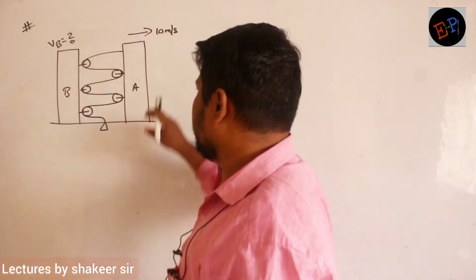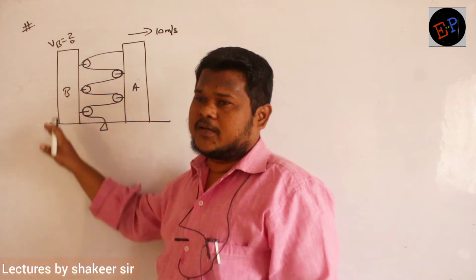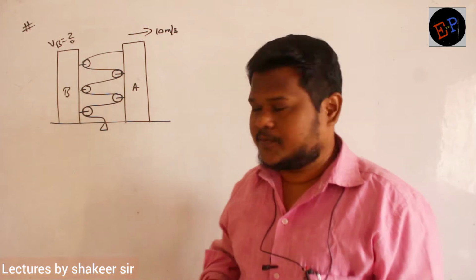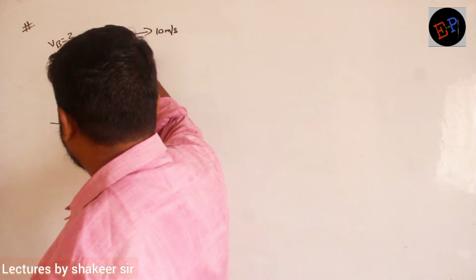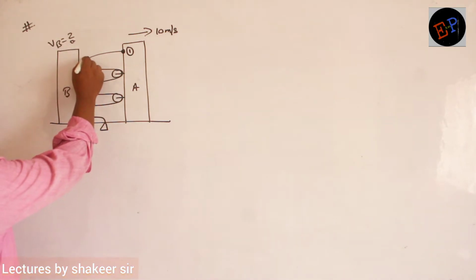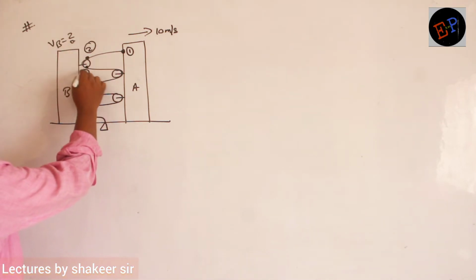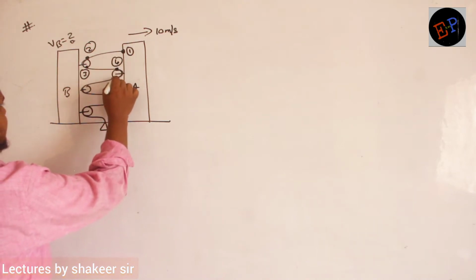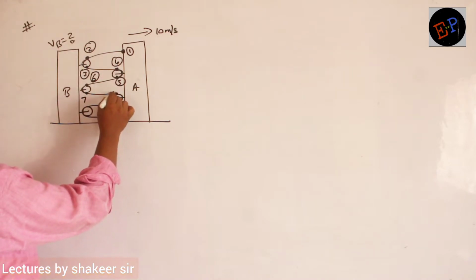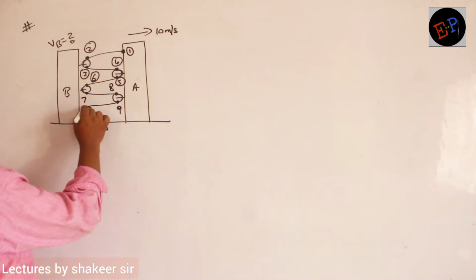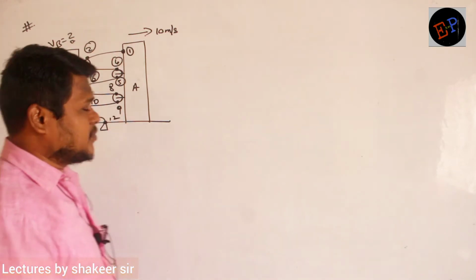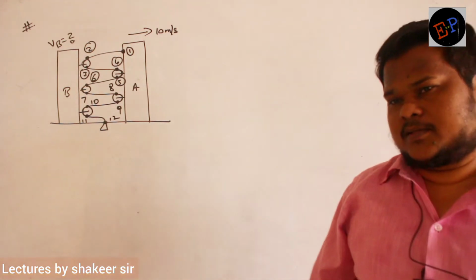So let us see. I know the velocity of block A, and I want to calculate the velocity of block B. First of all, let us see how many points are there. So this is the first point. This is my second point. This is my third point, fourth point, fifth point, sixth point, 7, 8, 9, 10, 11, 12. So totally I have 12 points.